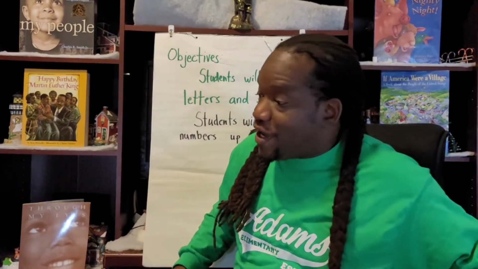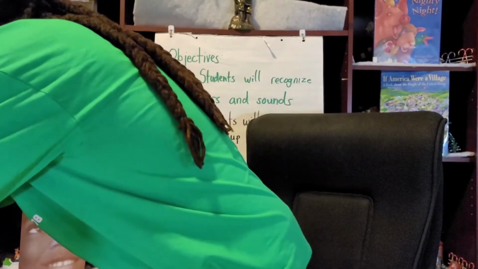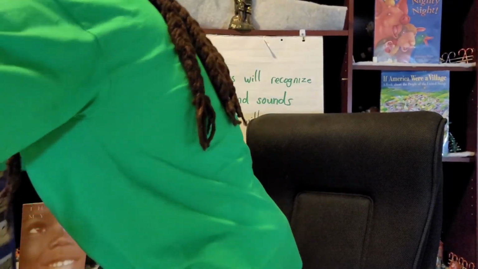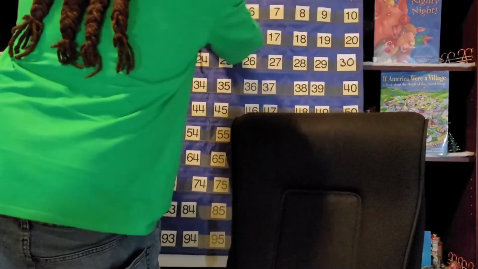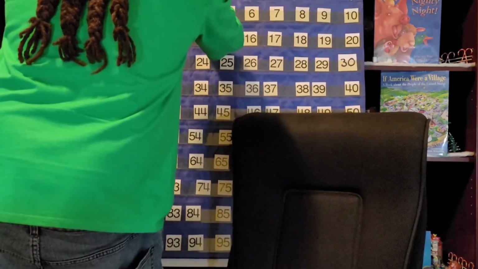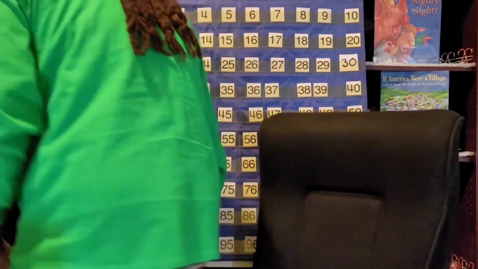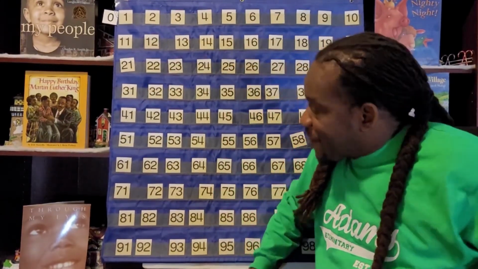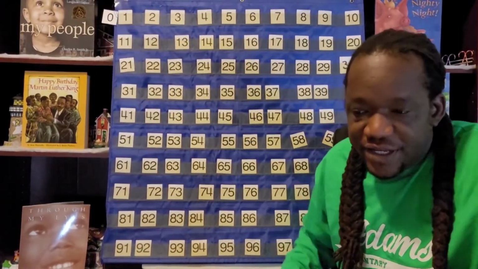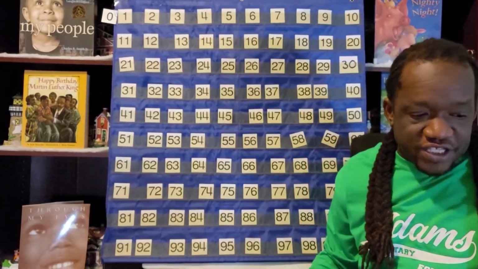Now we're going to do a little math. You ready for a little math? Who likes to count? I like to count as well. So let's get the counting chart. Let's hang it up. All right. We're going to count on our counting chart, and we're going to start with number 51. And we're going to count by ones to 100.